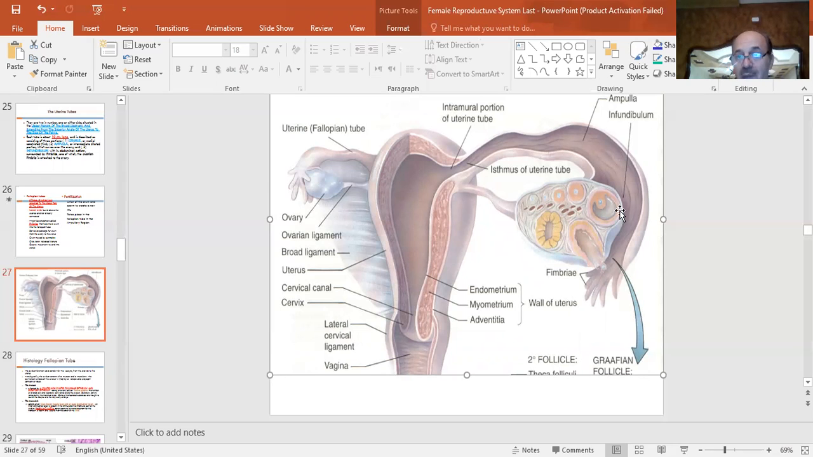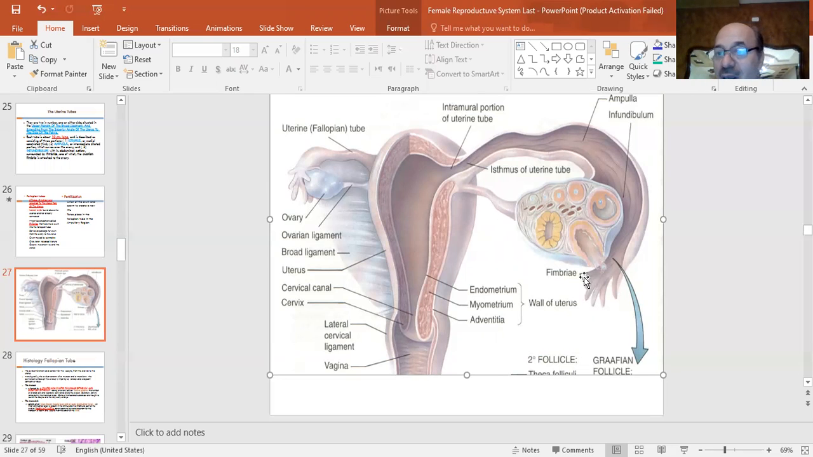Then you have the infundibulum. In the infundibulum, you have these fimbria. Those fimbria overhang the ovary. And once the mature Graafian follicle ruptures through the surface of the ovary, it's going to be sucked in through these fimbria into the fallopian tube, and it will pass due to the peristalsis movement of the smooth muscle of the fallopian tube, in addition to the presence of cilia.